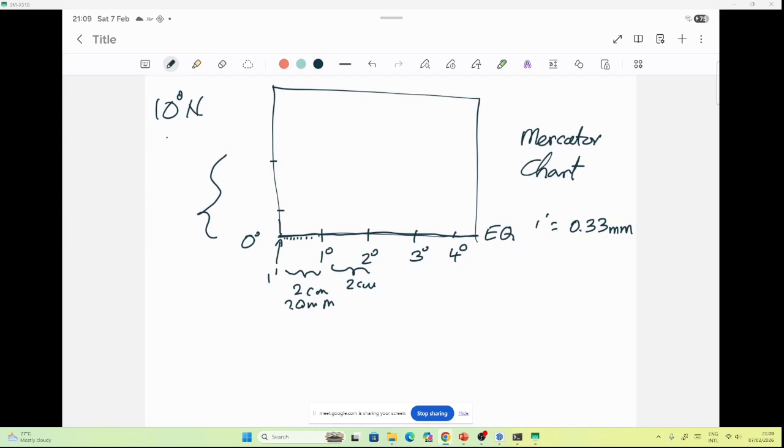Okay. Now let's look at the meridional part for 10 degrees.